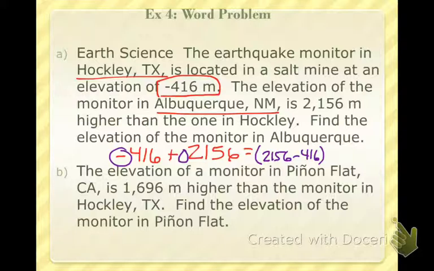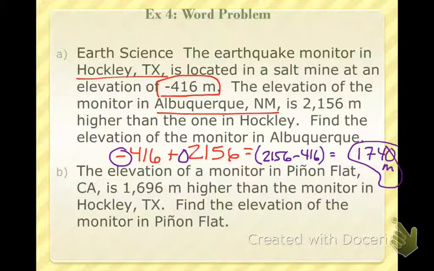56. And so it's going to be 1,740 feet, or meters, sorry, meters. And you have to see if it's going to be a negative or positive. Well, 2,156 is a positive, so it's going to be plus. So you're going to leave it like that or put a positive sign. I don't care, a plus sign.